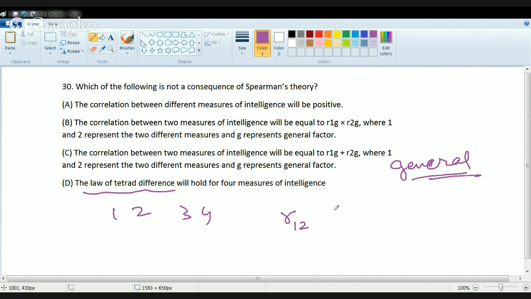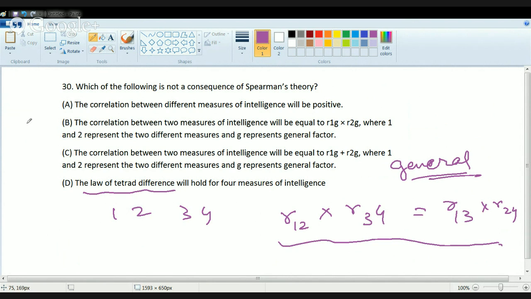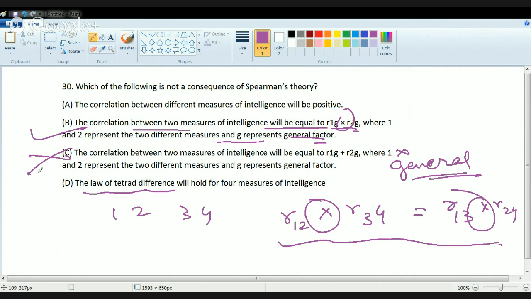So he says R12 into R34 would be equal to R13 into R24. Okay, he tried to balance it and therefore he tried to show that the correlation between intelligences would be equal to R1G into R2G, where 1 and 2 are the different measures and G is a general factor. It's a multiplicative process that he talked about and not an additive process. So C is incorrect and the rest are all correct.